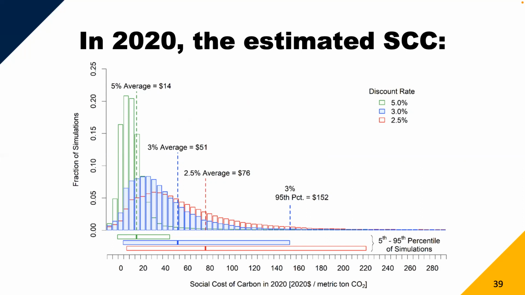The typical number that policymakers and regulators often use is a 3% discount rate. Right now it's at $50 per ton of carbon dioxide. And you can see how this changes at different discount rates and at different quantiles. At the 95th percentile, the social cost of carbon is $150. This distribution is determined from Monte Carlo simulations of the damages.